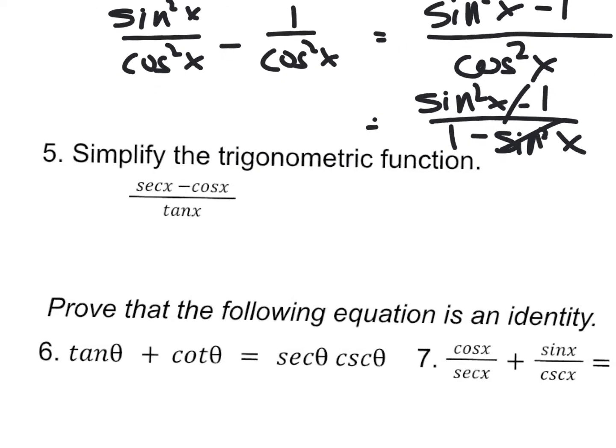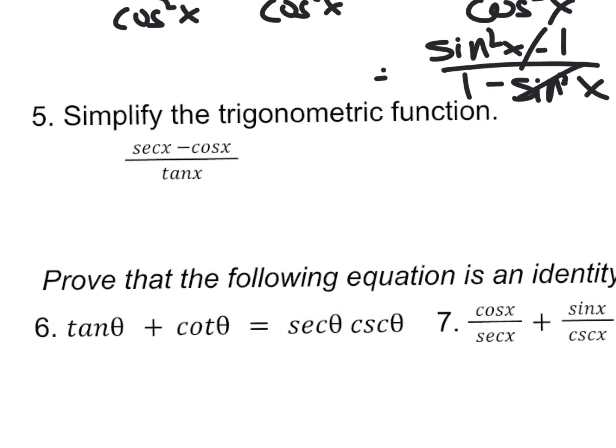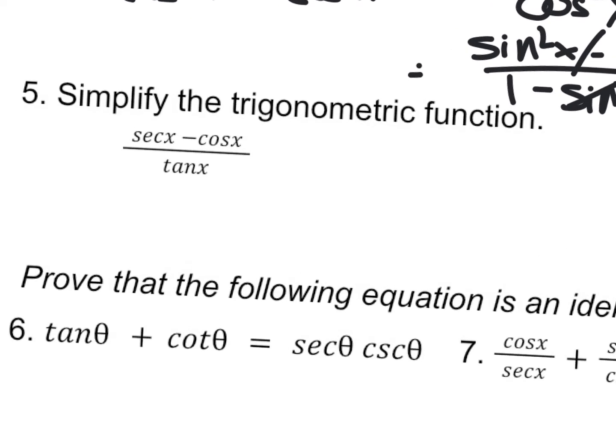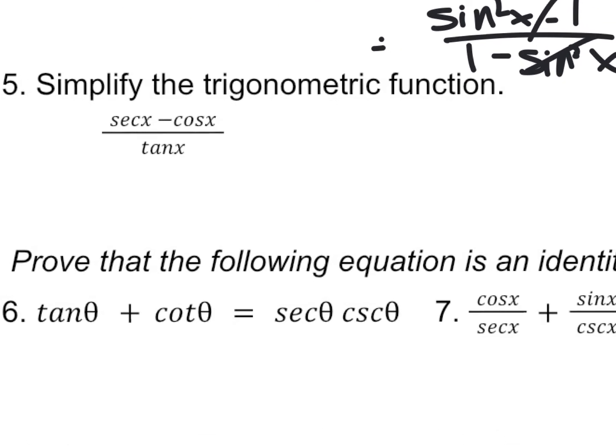Number 5, simplify the trig function. Okay, remember the strategies I gave you, and you just got to find one to go with it. Remember, one strategy is not sit and stare. Don't sit and stare, so try something. One strategy is just change everything to sines and cosines. That's what I'm going to do here.